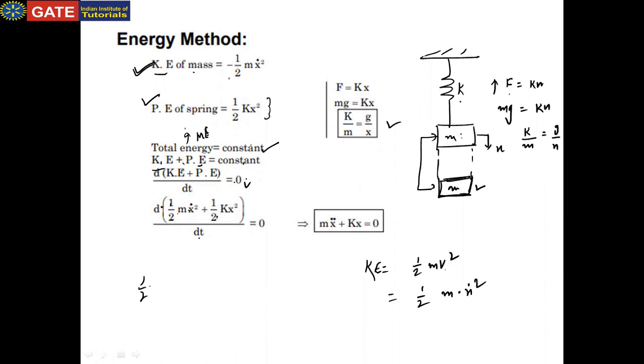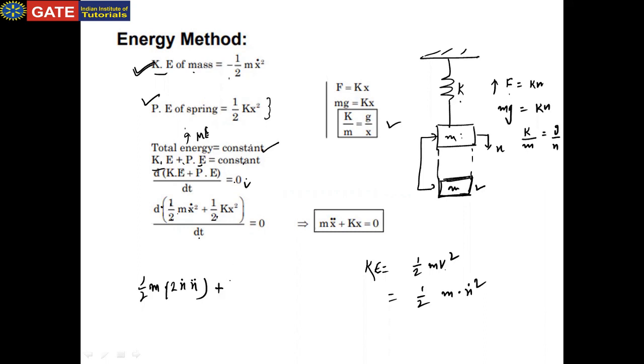It will be 1 by 2 m, okay? This is x dot square, already square is there. Now, if you want to differentiate, then what do you get? 2 times x dot into x double dot. Agree with me? And now it is correct. Check. Because it is x dot square, hence you will write 2 x dot, and x dot again, differentiation you have to do, then it is x double dot. Actually, I was in a hurry, so I made a mistake, but now it is corrected. Check, is it correct or not? Yes, sir, it is correct.